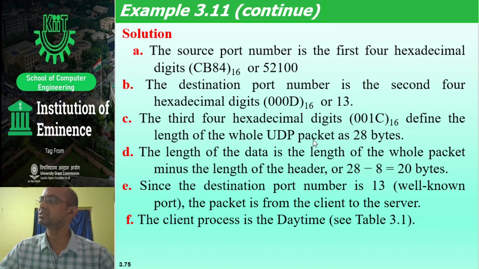The third hexadecimal field defines the packet length. So the packet length is 28 bytes. 28 bytes means it includes both the header as well as the data. So 8 bytes is the header field and 20 bytes is the data field, because the combination of both is 28 bytes. So the length of the data field is 28 minus 8, that is 20 bytes.